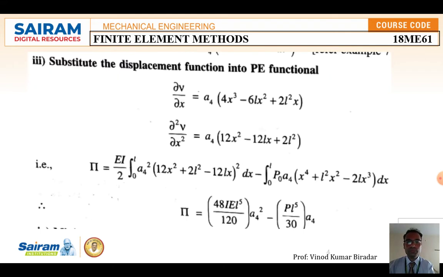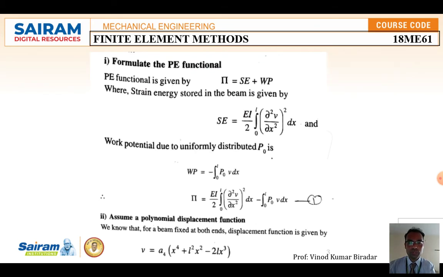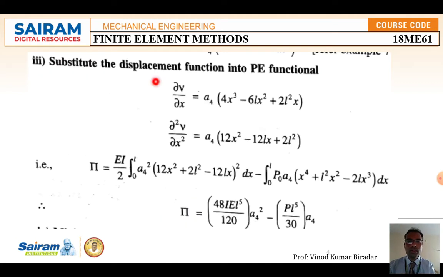Now substitute the displacement function into the potential energy function. You go on doing the integration here, where we want dou v by dou x, up to the square. So dou v by dou x is A4.